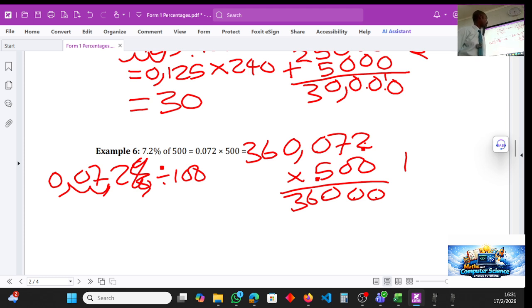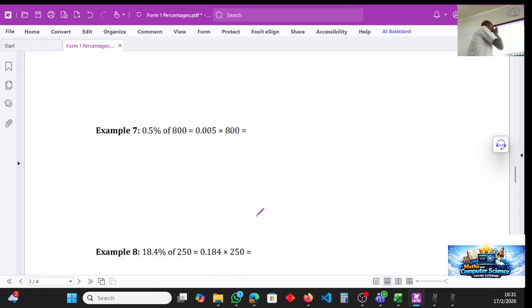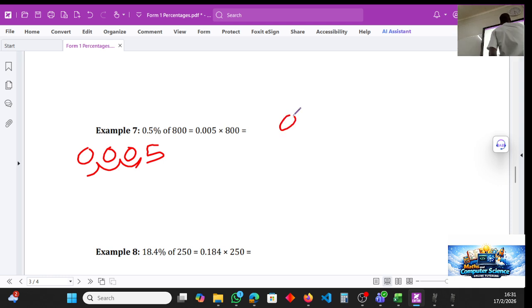Then I'm proceeding to the next problem, which is asking us to find 0.5% of 800. So we have 0.5, and the idea is to shift our comma 2 steps to the left, because percent means dividing by 100. It's 1, 2, our comma over here. So 0.5% is 0.005.